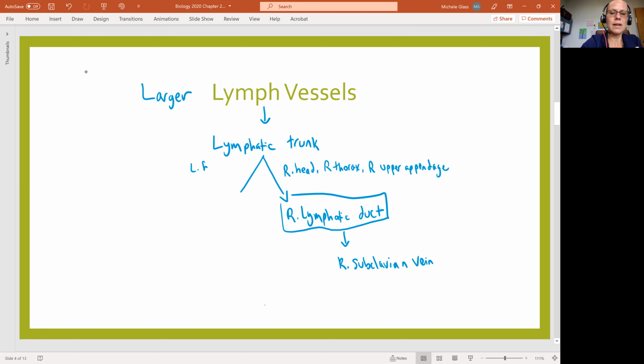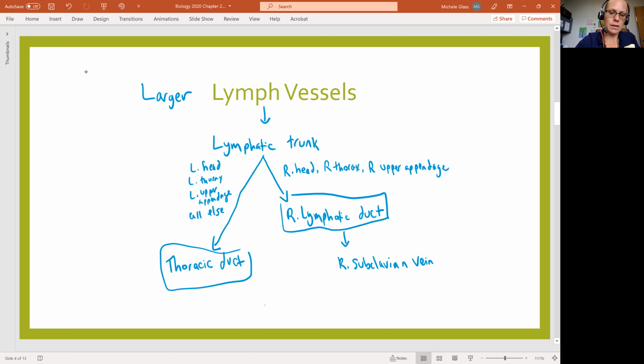Whereas the left side of the head, the left thorax, the left upper appendage, and then I'm just going to say all else, all the other parts of the body, are draining into what's called the thoracic duct. And the thoracic duct is dumping into the left subclavian vein.